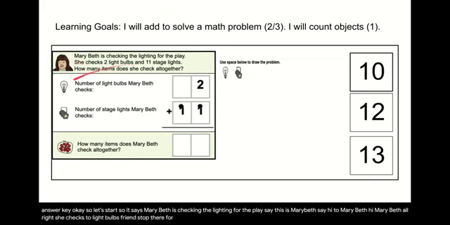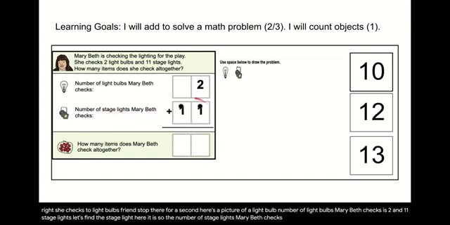We're going to stop there for a second. Here's a picture of a light bulb. Number of light bulbs Mary Beth checks is 2. And 11 stage lights. Let's find the stage light. Here it is. So the number of stage lights Mary Beth checks is 11.